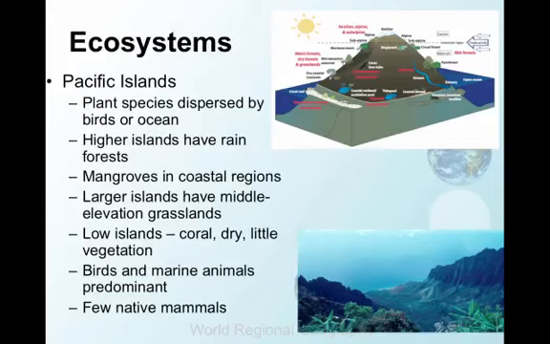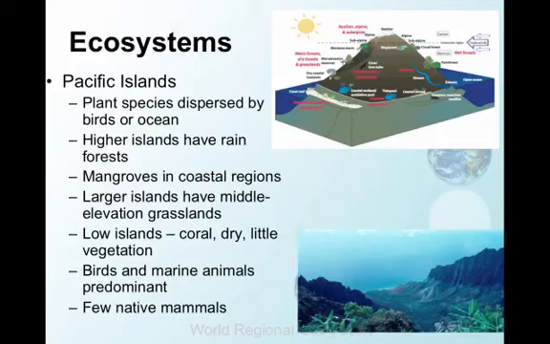The plant species are dispersed by birds or sometimes by the ocean. For instance, if plants fall into the ocean and then the tide washes them ashore, sometimes they are able to root and then spread throughout the Pacific Islands that way. The higher islands have rainforests, and so they have higher rainfall. There are mangroves in coastal regions. Mangroves are plants that grow in saline, or salty, waters.